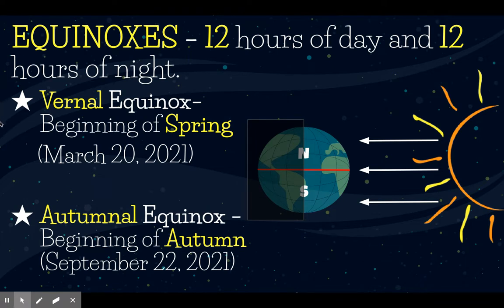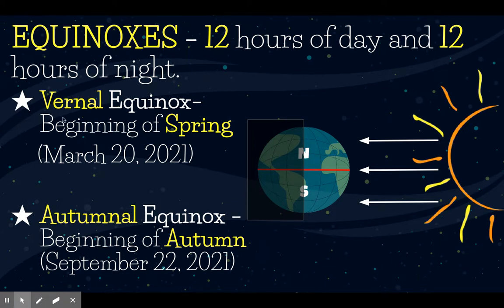Okay, now let's learn about the equinoxes. This root word here, E-Q-U-I, equi, or equal, sounds like equal. Whenever you see words that have this root word, you should think, okay, it's related to something being balanced or equal. So the equinoxes are days when we have equal amounts of daylight and nighttime, 12 hours of day and 12 hours of night. The vernal equinox is the beginning of spring.